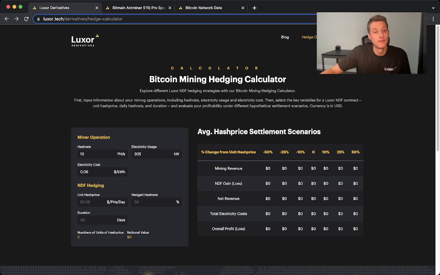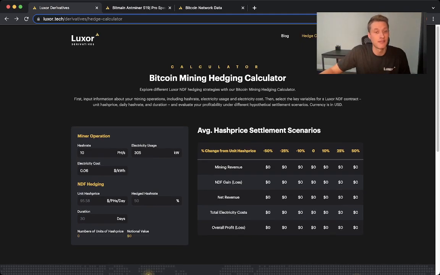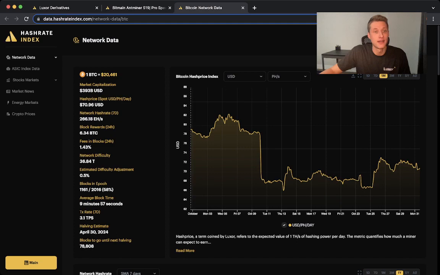The second step is to then enter specific information around the NDF that you would use to hedge. And then we're going to use this information to get a sense of how the NDF impacts your revenue and bottom line in different scenarios with different hash prices playing out. So to get a sense of where the market is currently, I'm going to visit hashrateindex.com/network data/BTC, where you can see the most recent hash price was $70.96.